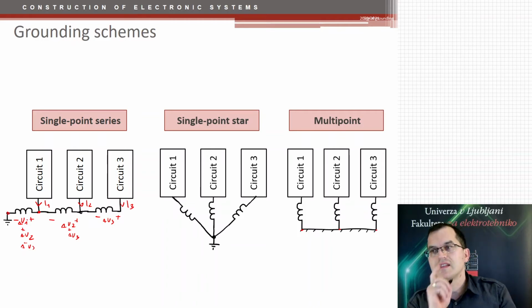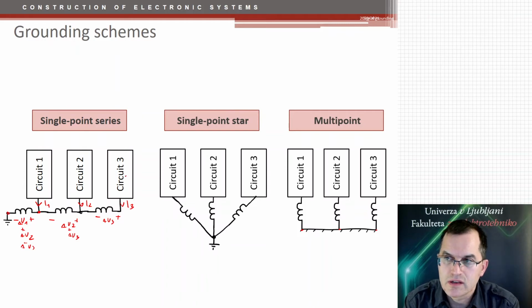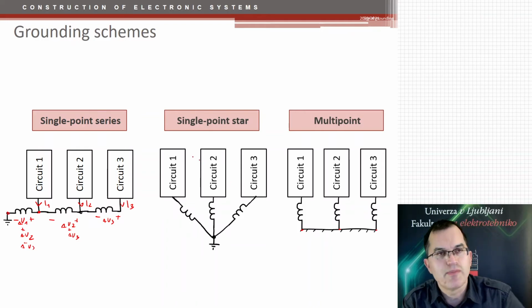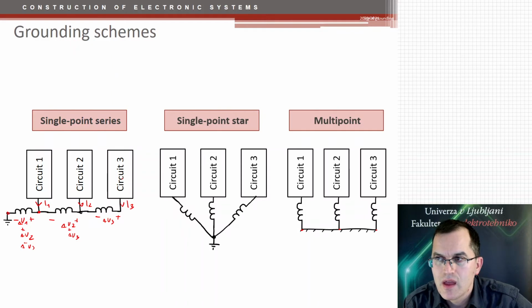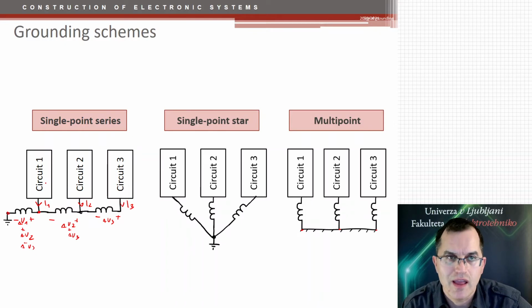So that means that if circuit 1, circuit 2, or each of these circuits contains some noise, it will be reflected in all other circuits. So such a single point series connection can be used in cases where all these circuits do not contain any noise.